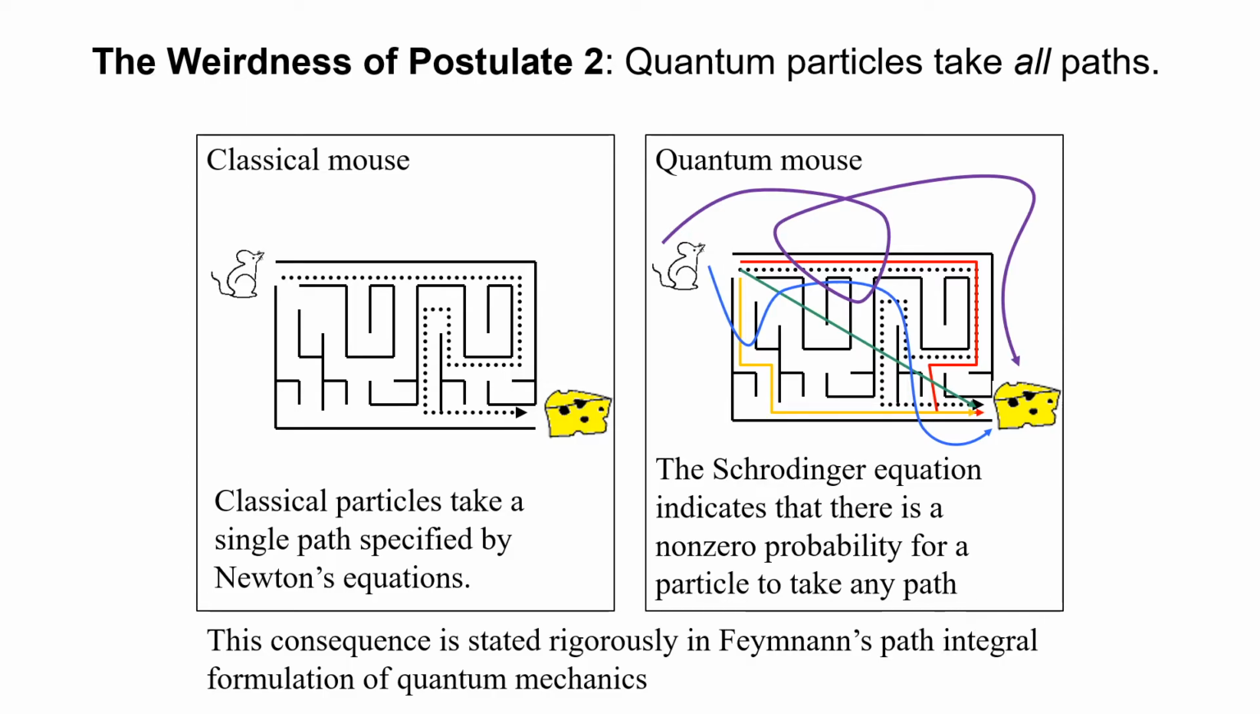It also says that quantum particles can take all paths. Imagine a classical mouse presented with a maze. The classical mouse can only take one path, specified by Newton's laws of motion, to get to the cheese. A quantum mouse, however, has, through the Schrödinger equation, a non-zero probability to take any of a number of possible paths. All are equally valid and all coexist. This was formally worked out in what's called Feynman's path integral. That was a formulation of quantum mechanics done in the 1950s that really led Feynman to get his Nobel Prize.